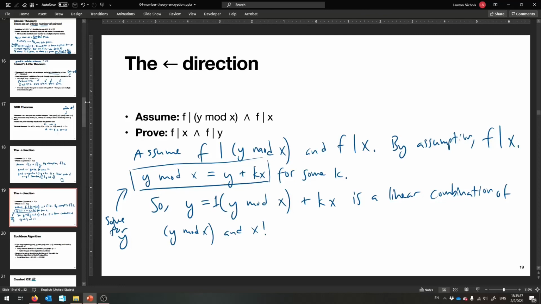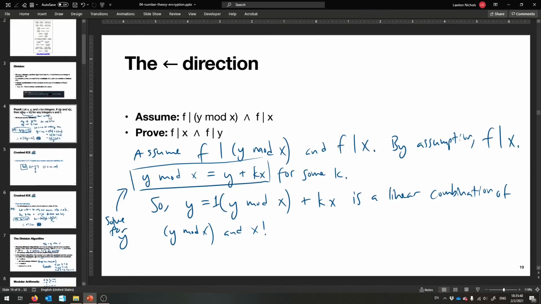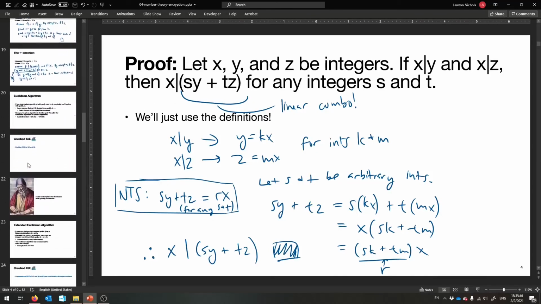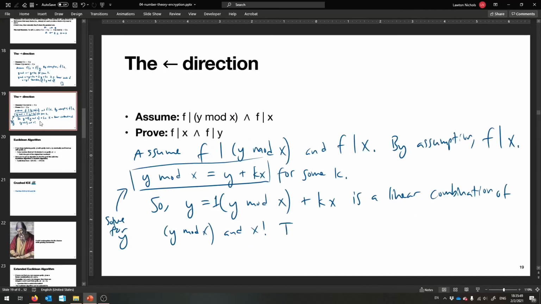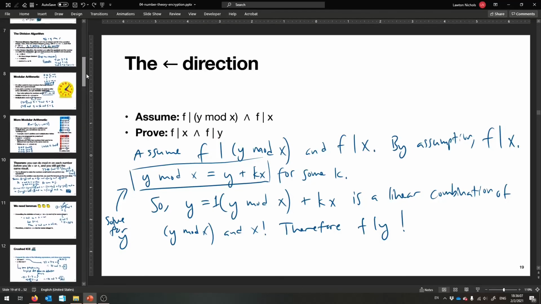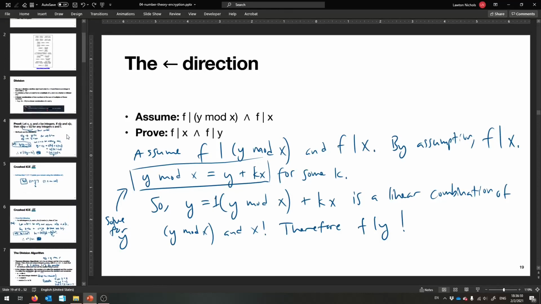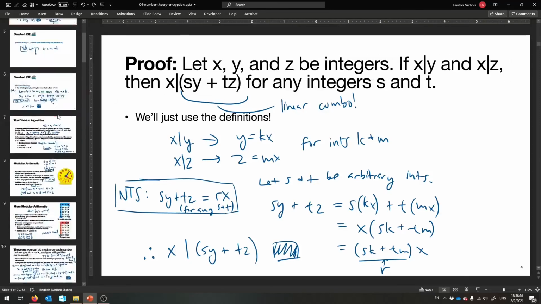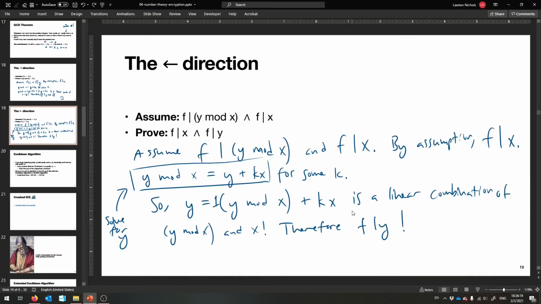Therefore, by this theorem way up here, that we didn't know what we were doing it for, does f divide y? Yes, because we had f divides this thing, f divides this thing. We found out that y is a linear combination of these two things, y mod x and x. So we know immediately by this theorem that f divides y itself. So we can make y a linear combination. That's the craziest thing. QED.